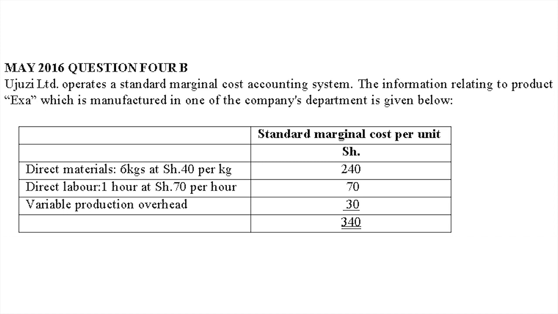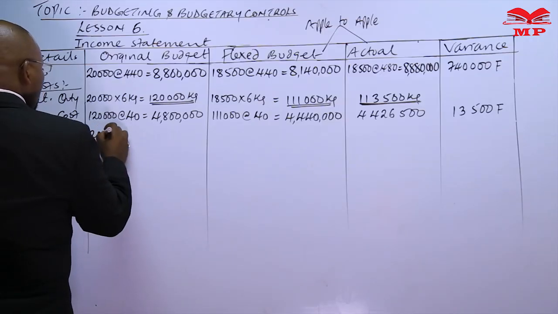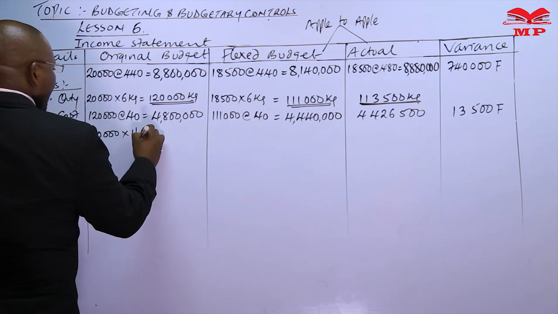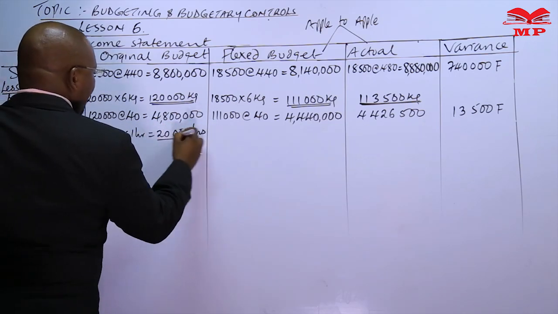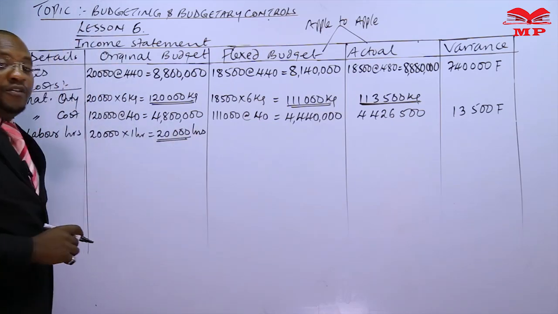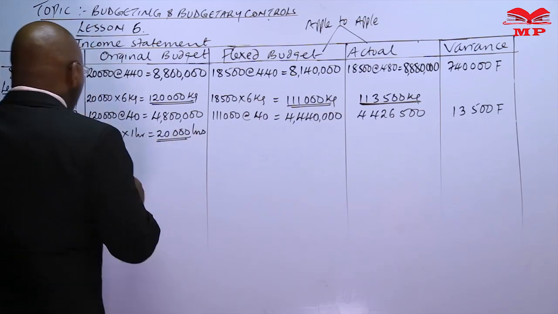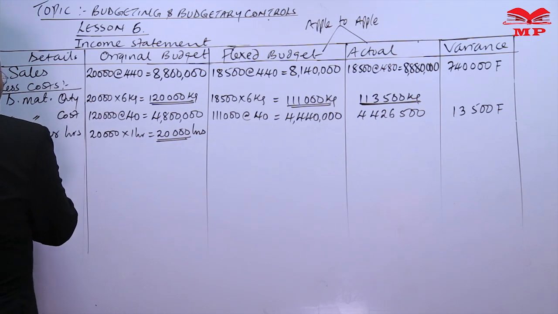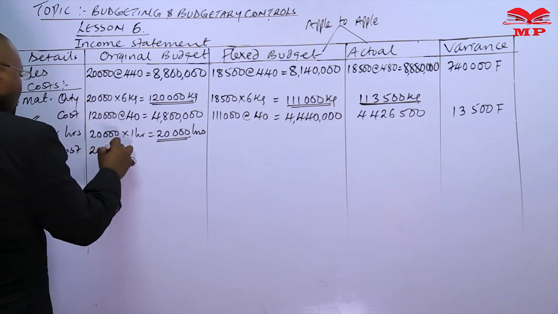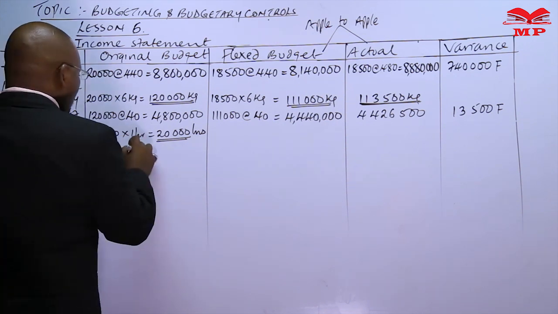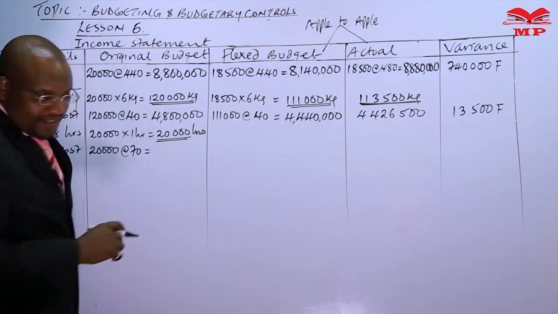As per the budget, we were to use 1 hour. If you look at the budget up there, we were to use 1 hour. So for 20,000 units multiplied by 1 hour, that means it's 20,000 hours. That is double lined to show that we already have the 20,000 hours as budgeted. And this is now the direct labor cost. It is 20,000 hours. Each hour was 70 shillings as recorded in the budget.